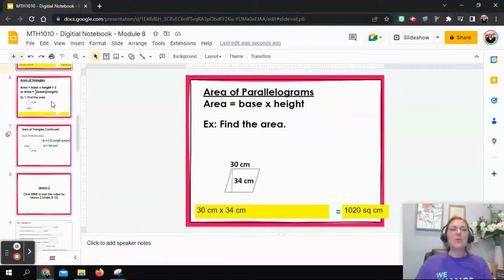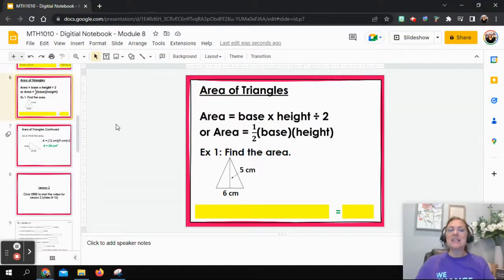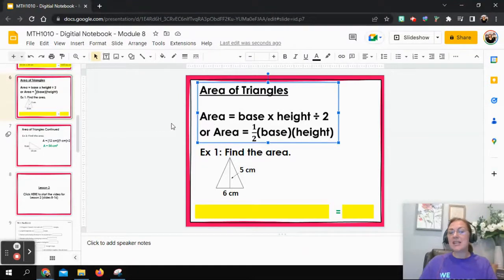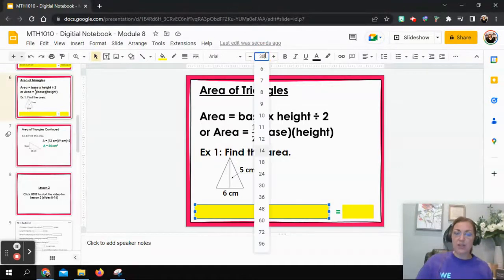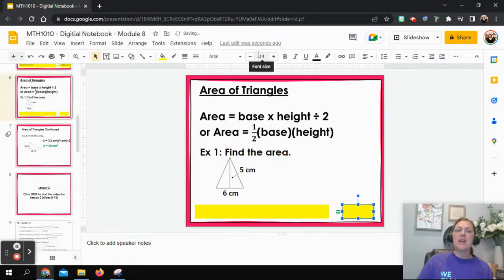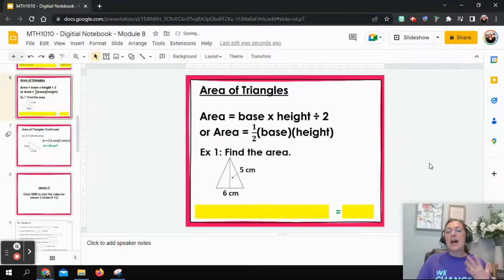Okay, let's go on to slide number 6. Slide number 6 looks at the area of triangles. I've got 2 different versions I want you to see of that area formula. You can do the base times the height and then divide by 2, or you can do 1/2 times the base times the height. Either one is going to produce the same answer for you. I give you both options so that you can use them appropriately. Just think about how you might make the problem simpler for yourself.